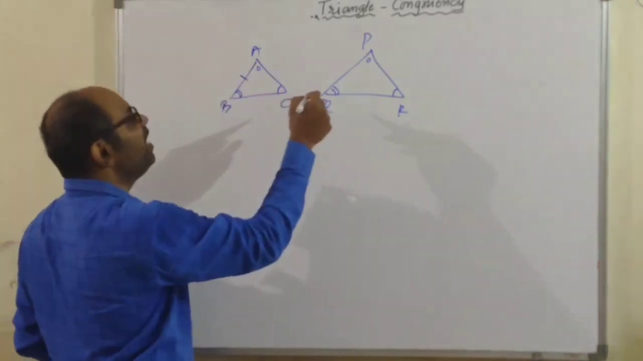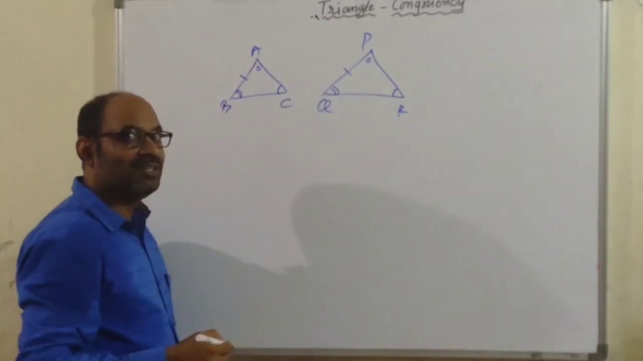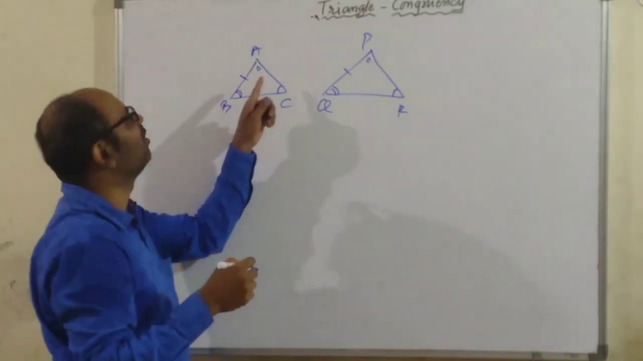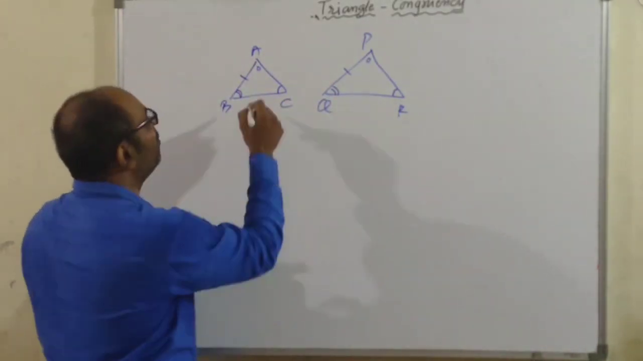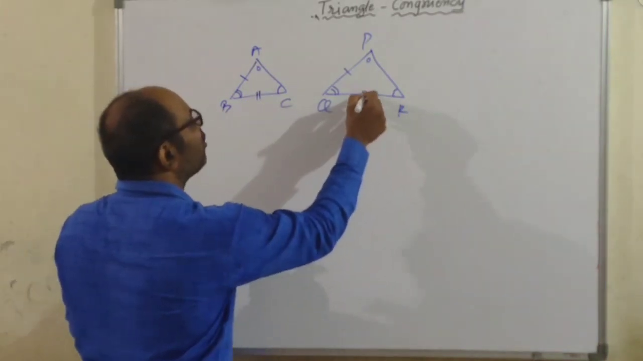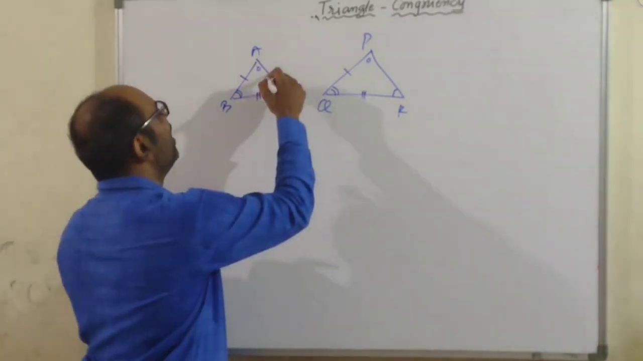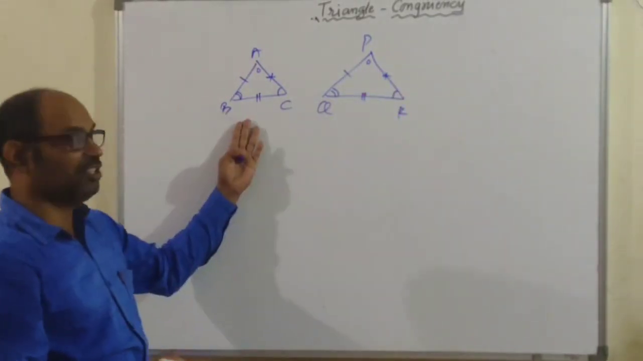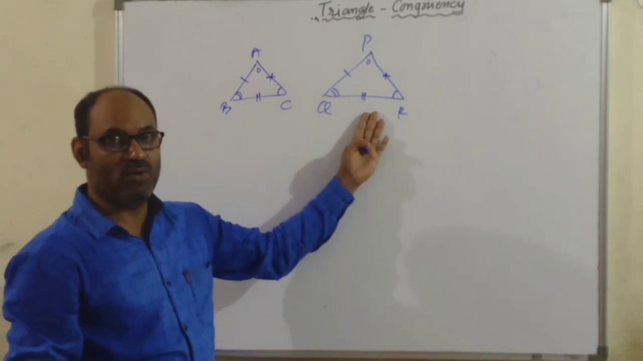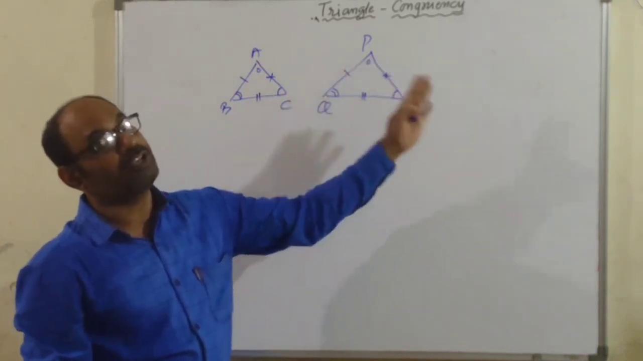Also AB is equal to PQ. See those symbols? I put cut marks on the two sides, AB and PQ. That shows AB is equal to PQ. BC is equal to QR. And AC is equal to PR. So all the three sides of the first triangle are equal, congruent to the corresponding sides.